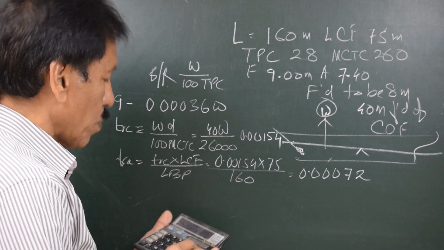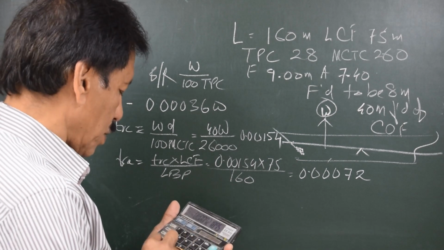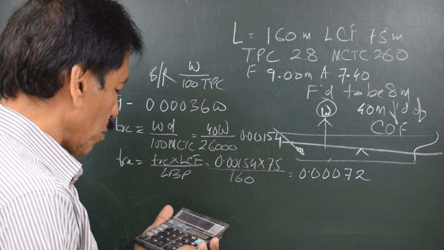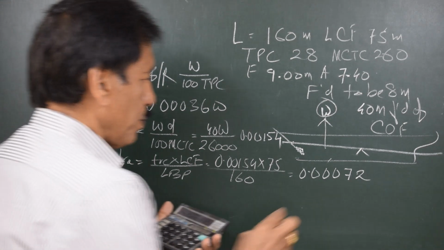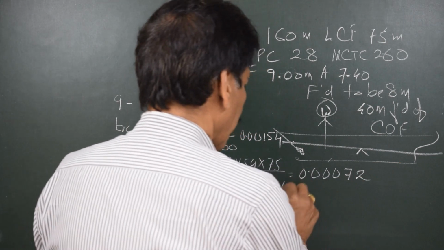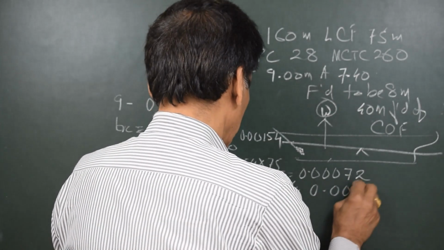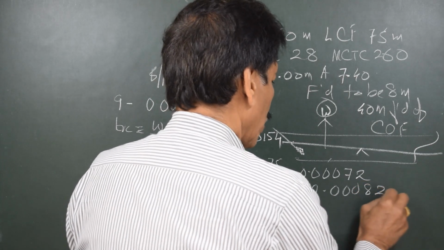And we know that TRF is equal to TRC minus TRA. So this will have to be subtracted from 0.00154. That is, TRF is going to be 0.00082 meters.